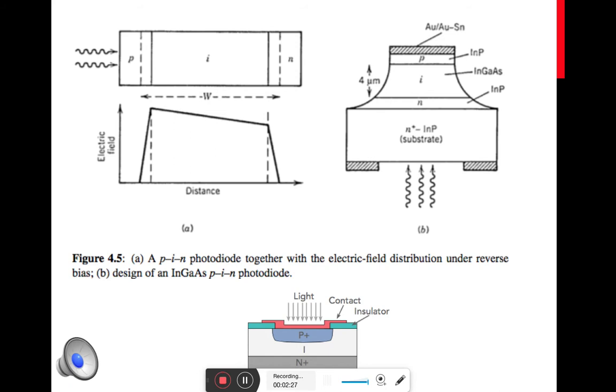By using the intrinsic layer, the depletion width is improved, and more and more light can be concentrated on the intrinsic region. That means higher current flows through the photodiode. Since the electric field is high across the intrinsic region, you can see from the electric field versus distance graph that the electric field is maximum at the intrinsic layer. So that is all about the PIN photodiode.